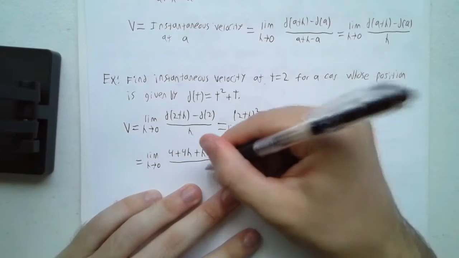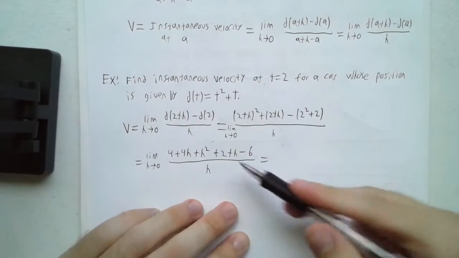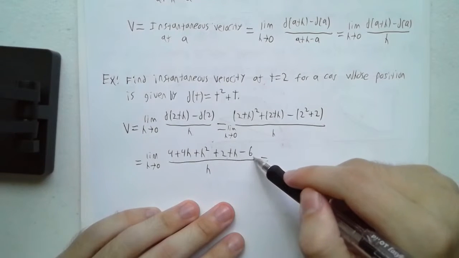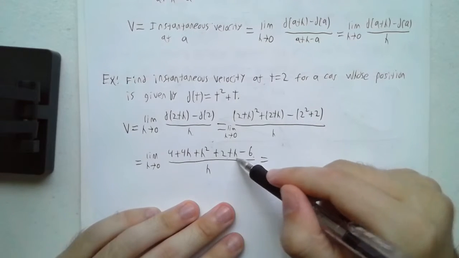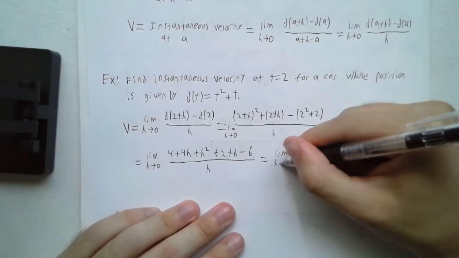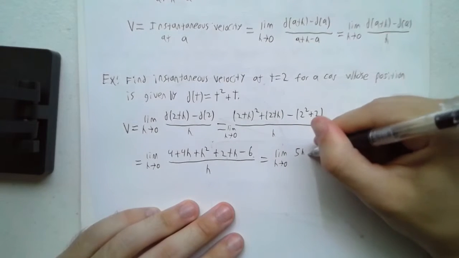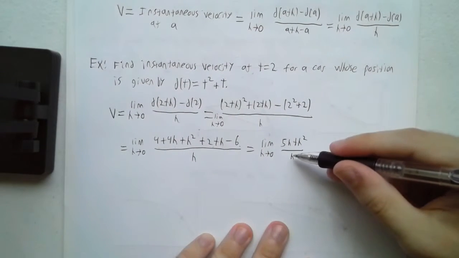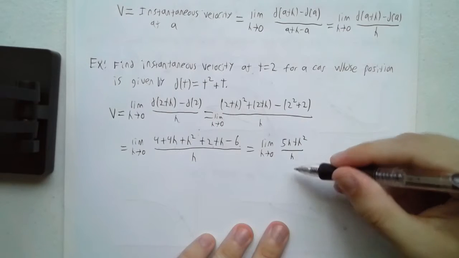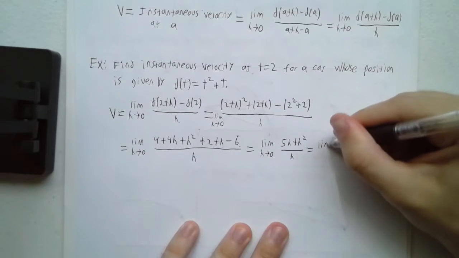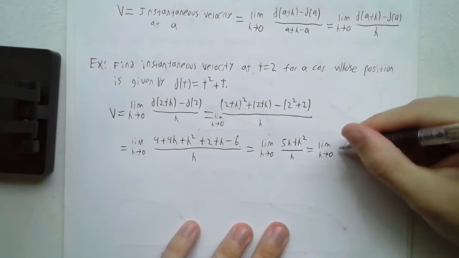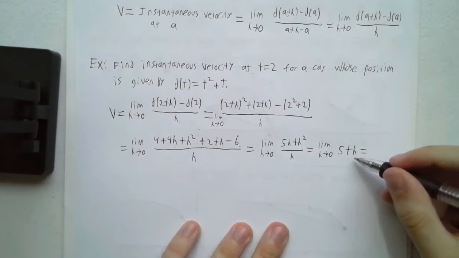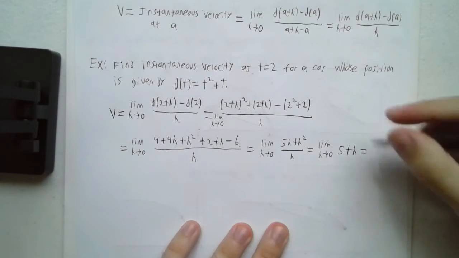And now we can see there's some more simplifications. We have 4 plus 2, but then minus 6, that gives 0. We also have a 4h plus h, gives us 5h. So we have limit as h goes to 0, 5h plus h squared over h. And now, the nice thing that happens is we can see there's an h in everything, so we can cancel an h. And we're just left with limit as h goes to 0, 5 plus h. And now we can plug in h equals 0, since this is just a nice continuous function. To get the value of the instantaneous velocity is 5.